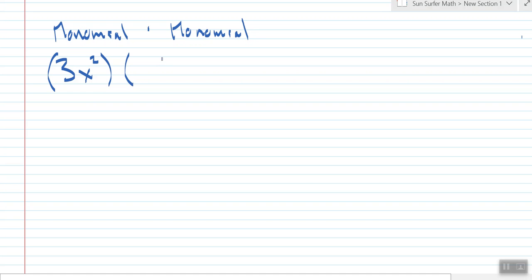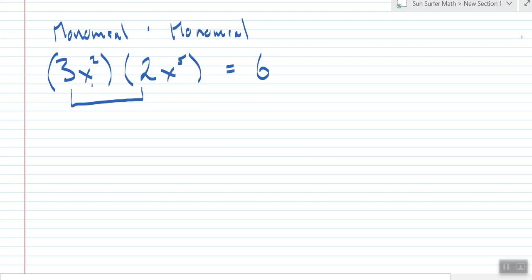And another example of a monomial would be something such as 2x to the 5th. Once again, there is no addition or subtraction, there is no division. It is simply multiplication of numbers or constants times variables. Those are monomials. So we are multiplying two monomials together here. So the way that we multiply two monomials is to multiply the coefficients or the numbers. 3 times 2 would be 6.